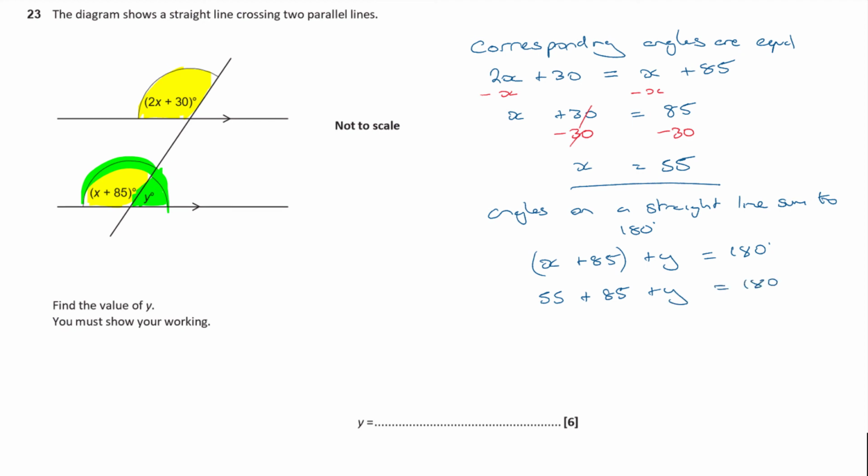And what is 55 plus 85? Well, 85 plus 5 is 90 plus 50, that's 140, isn't it? So 140 plus y is 180. And then simply taking 140 away from both sides, that will cancel, leaving you with y on the left. And then 180 take away 140, that gives me 40 degrees. So y is 40 degrees, and job done and paper done.